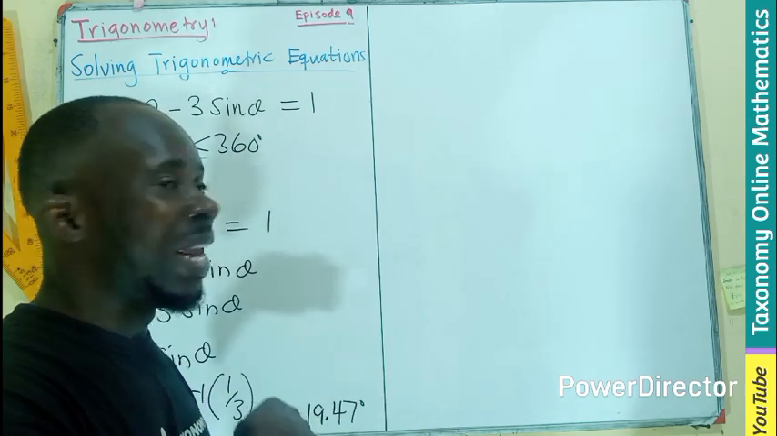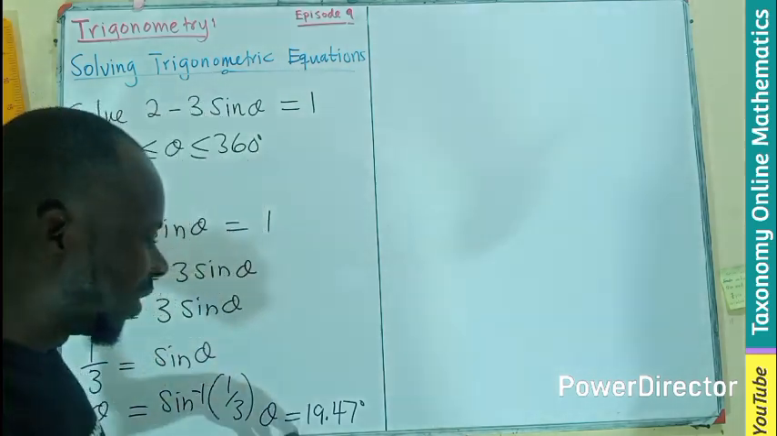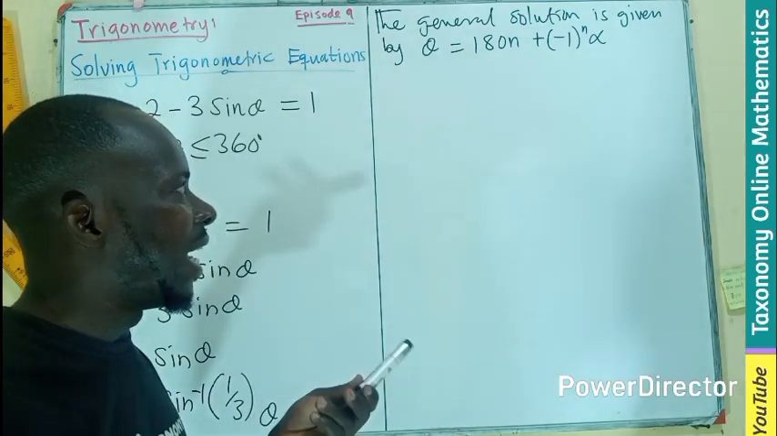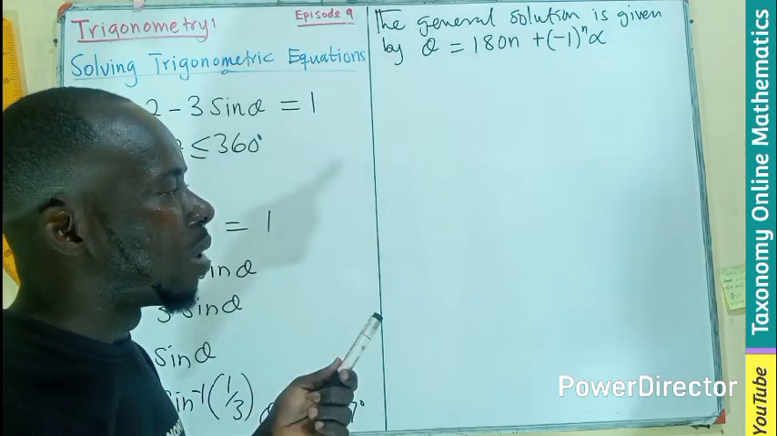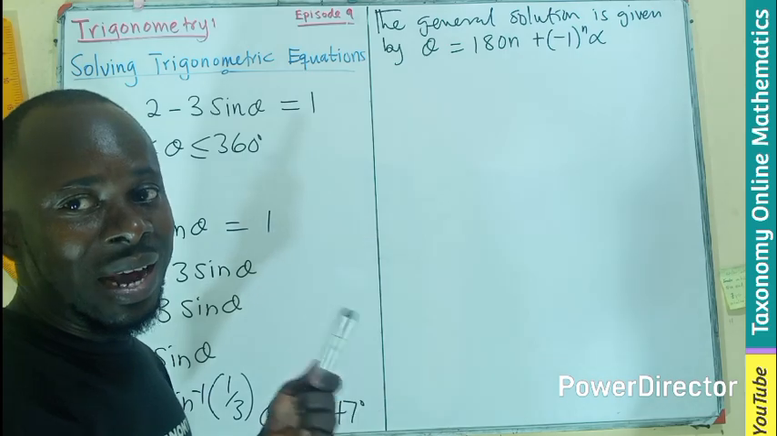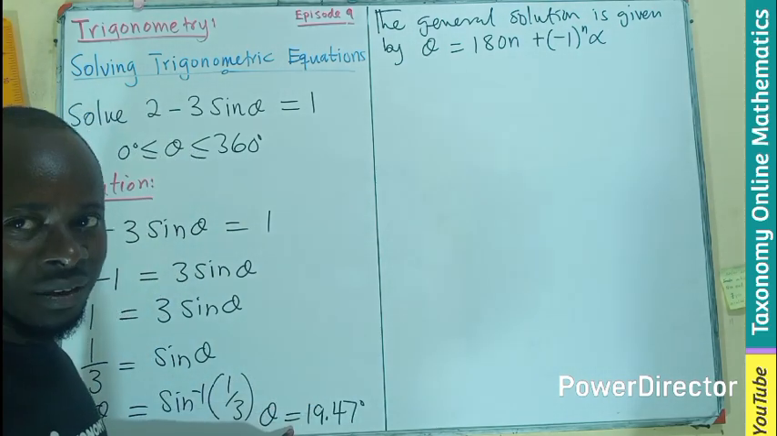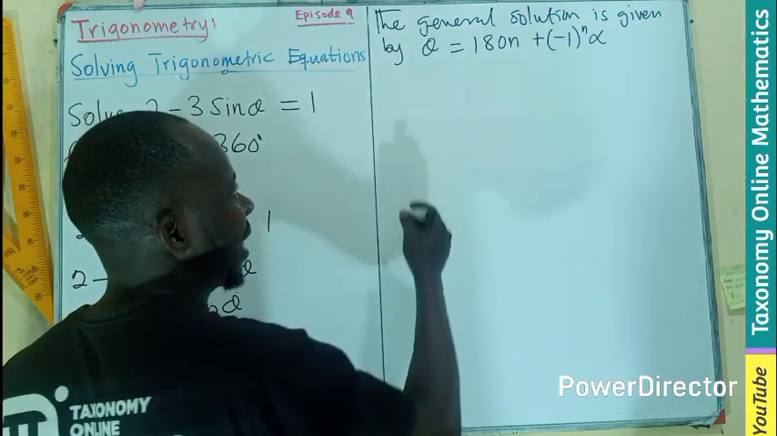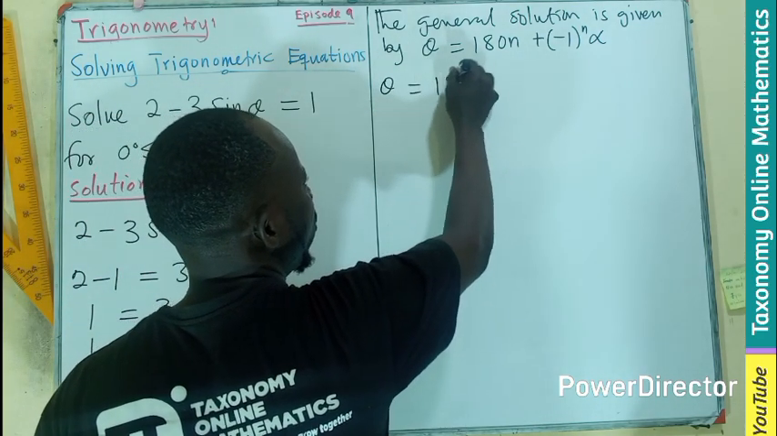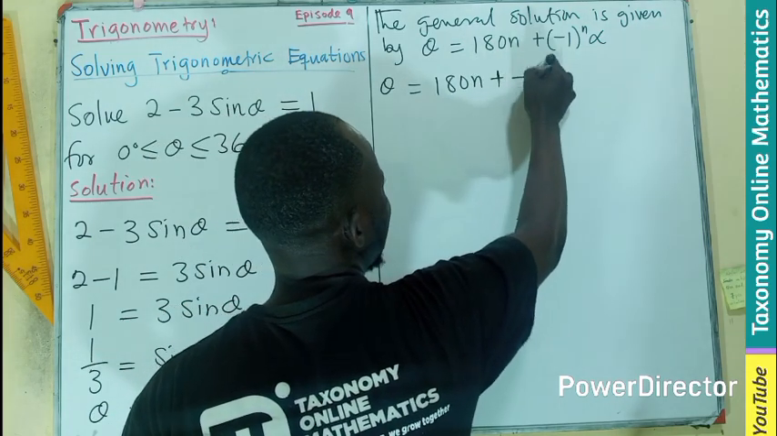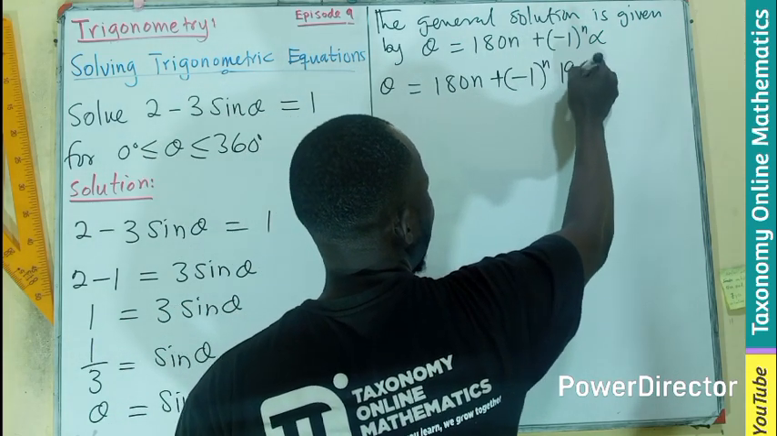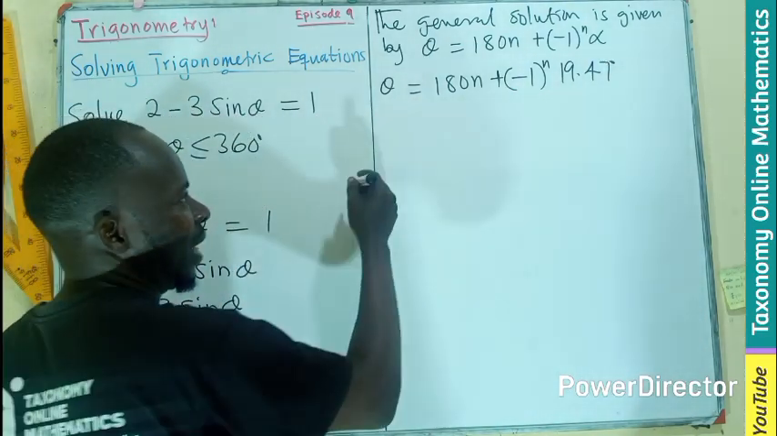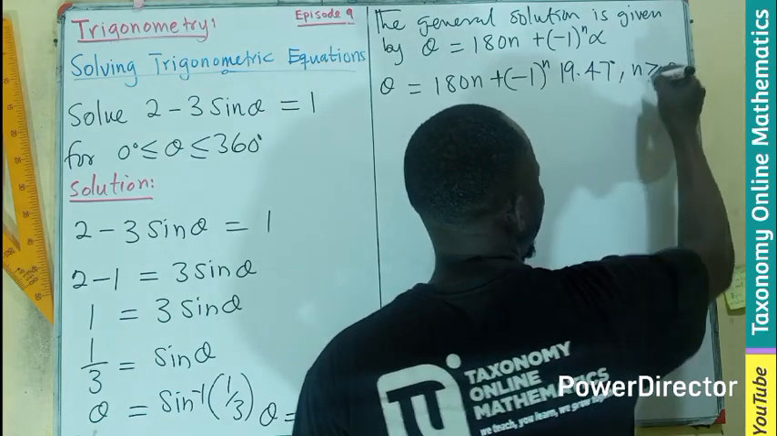Remember what we did in the just ended episode. We picked the general solution. This is the principal solution. The general solution is given by this formula: 180n plus negative 1 to the power n times alpha, where alpha is the answer we are having in this case, the sine inverse or whatever value we have. So I can say that theta is now 180n plus negative 1 to the power n multiplying 19.47 degrees.